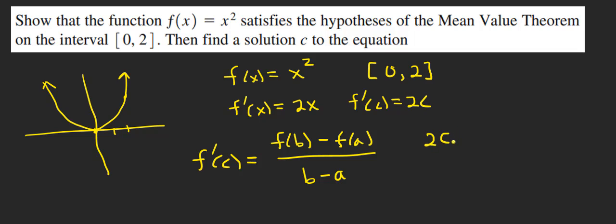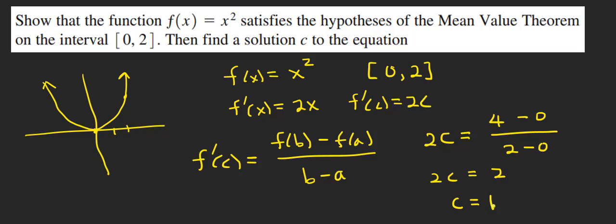So 2c is equal to, what is f of b? That's f of 2, which is going to be 4. 2 squared is 4, minus, what is f of a? Our a is 0. F of 0 is going to be 0. All over b minus a, which is 2 minus 0. Now that becomes 2c equals 2, which implies that c is equal to 1. And is 1 between 0 and 2? Yes, it is. It's within the interval.